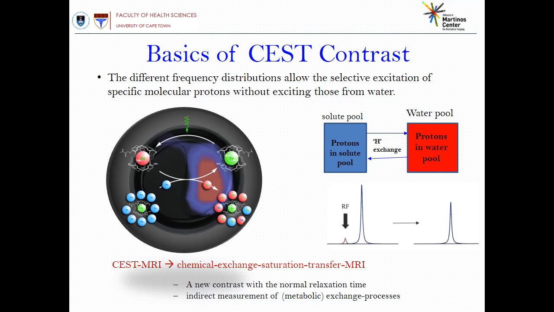In CEST MRI, a long saturation pulse is applied to selectively saturate protons of molecules that we want to detect, and these protons will exchange with the water protons or water pool. So if we take a normal water signal measurement, the water signal will reduce due to the transfer of the saturated protons to the water pool.